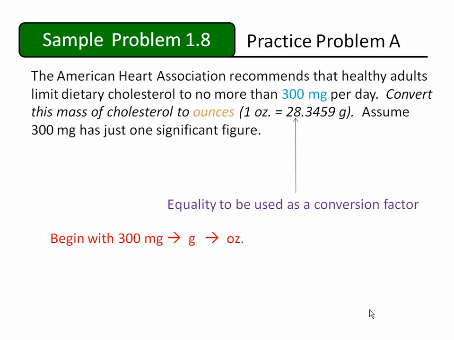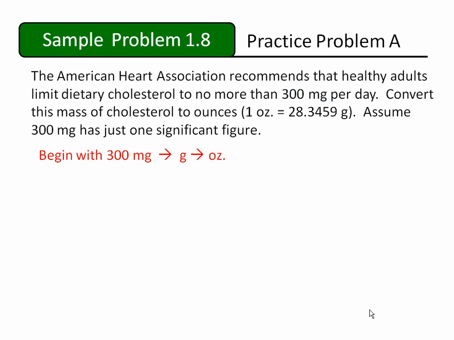And at this point, we have a kind of roadmap that we can use to solve the problem. Each arrow represents a conversion factor that's specifically set up to cancel one unit and leave us with another. As we go through the problem, we'll underline the last significant figure. We're told that the value 300 milligrams has one significant figure, so we will underline the 3 in this measurement.